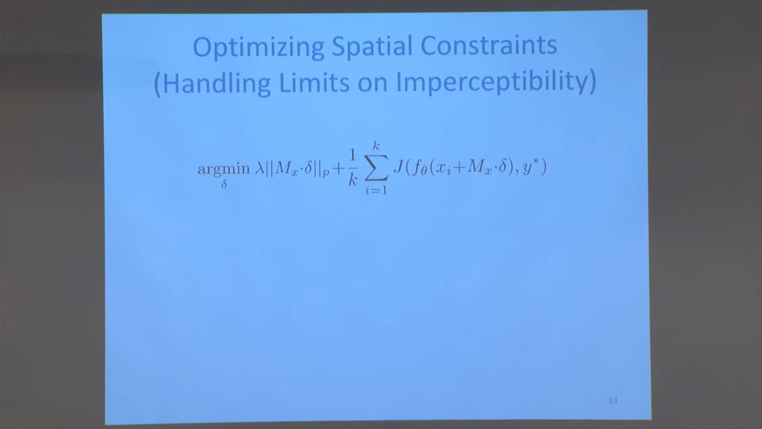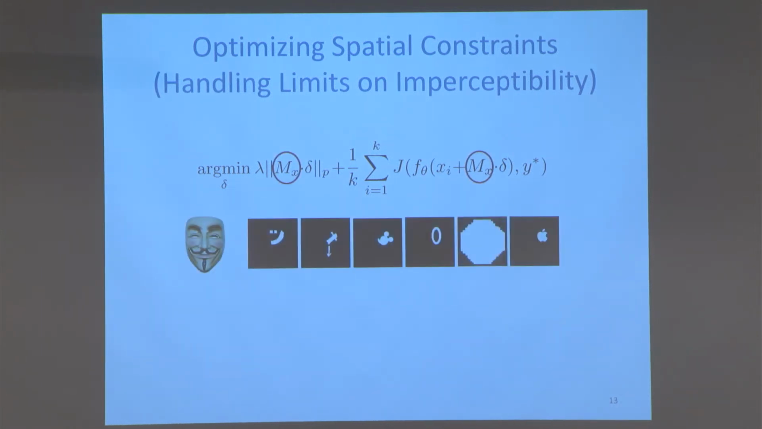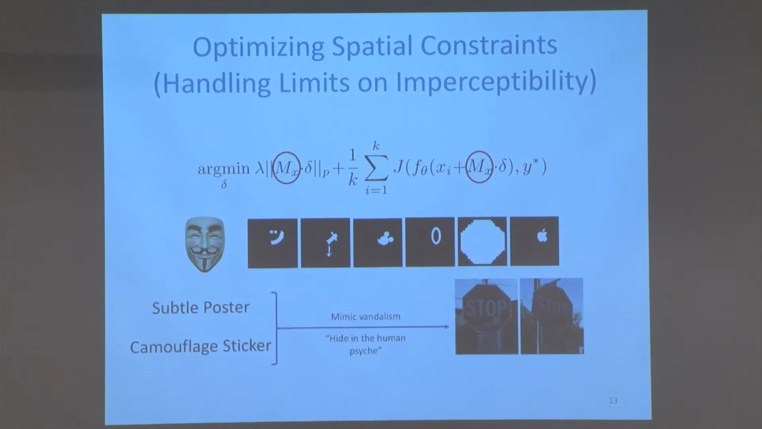And second is about the spatial constraints. As we mentioned, we hope this perturbation can be on the object itself and still have some meaningful shape, so that it will be less noticeable to humans, hidden in the human psyche. Basically, you can add a mask to the perturbation region so that the generated perturbation is limited to certain spatial regions.